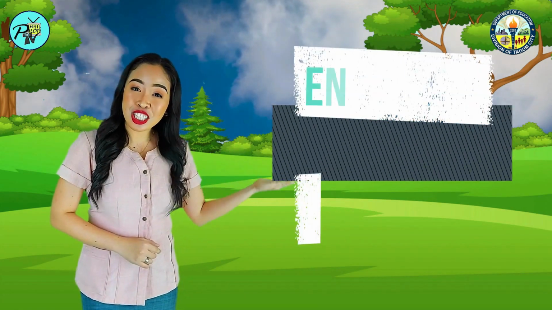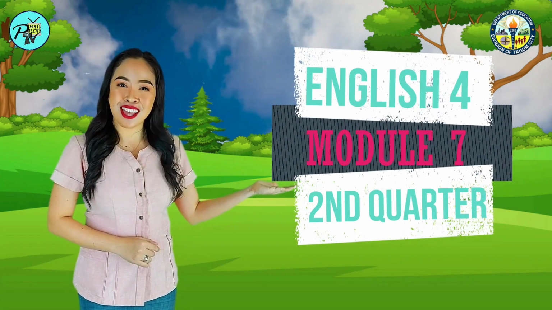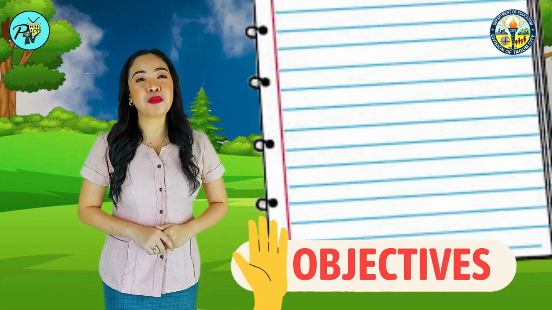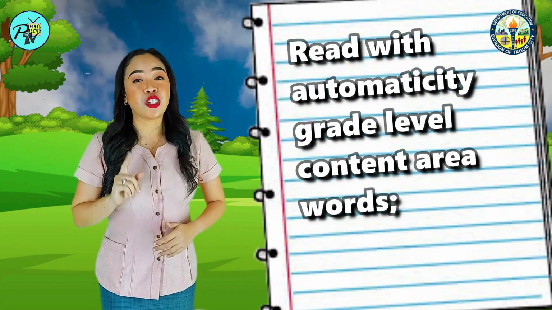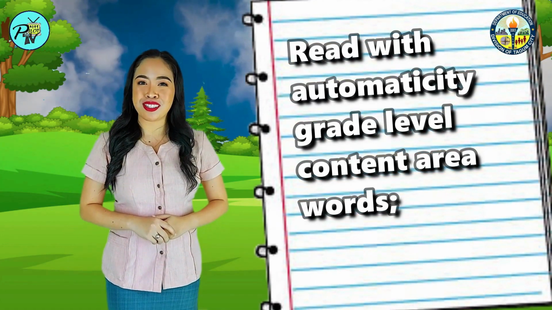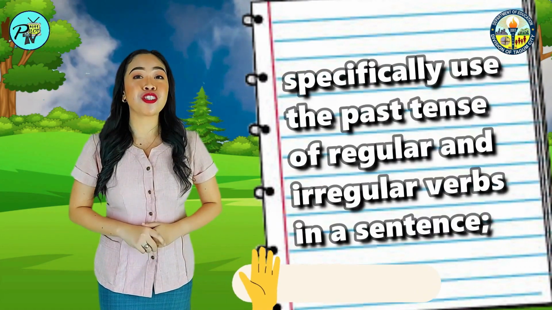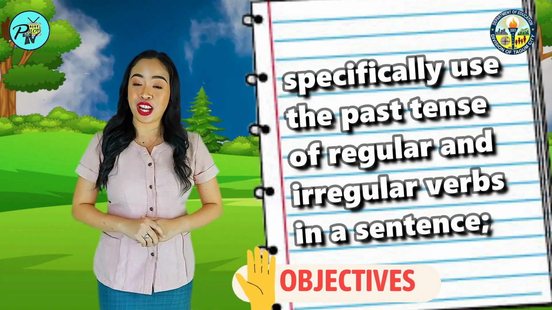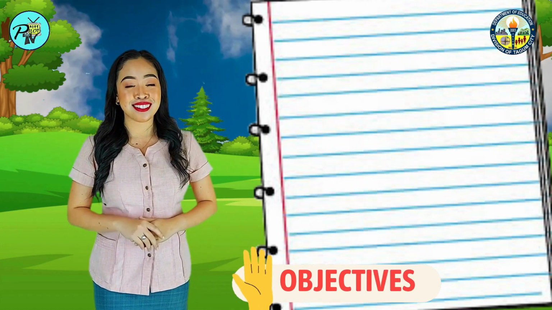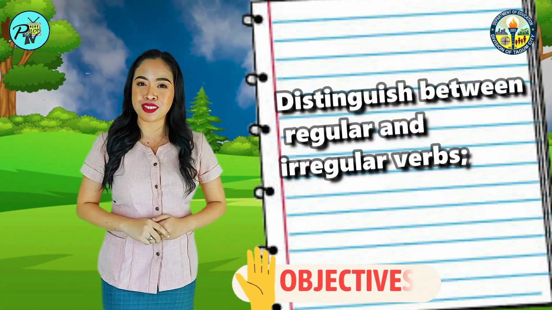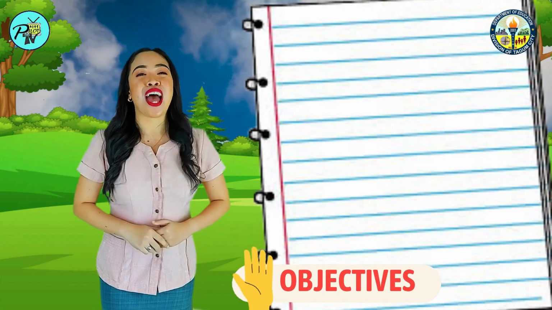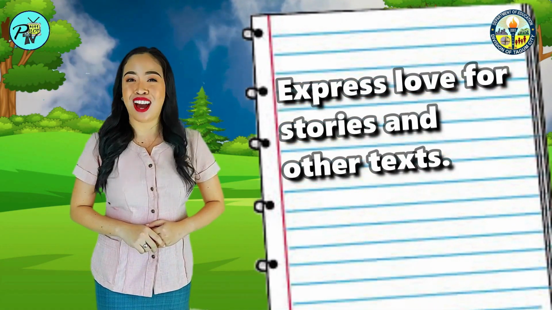For today's session, we are going to tackle English 4 Module 7 for the second quarter. At the end of the session, you will be able to read with automaticity grade level content area words. Specifically, use the past tense of regular and irregular verbs in a sentence. Second, distinguish between regular and irregular verbs. And lastly, express love for stories and other texts.